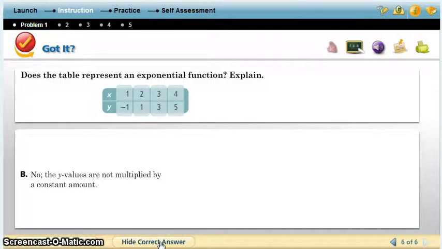Your correct answer is B. Okay, the y values are not multiplied by a constant amount. Your x's are increasing correctly, but your y values are not being multiplied by a constant amount. All right, let's take a look at another example.